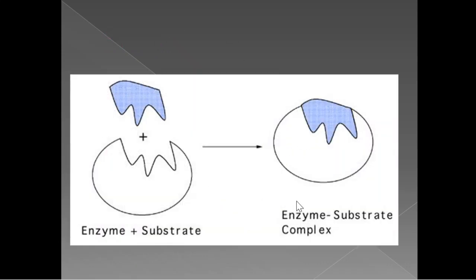This is an example of that lock and key system. A substrate will have a certain shape, a place for the enzyme to come in, and only one enzyme will fit, like a lock and key, and then they become one. Once the reaction is over, the enzyme can come out and go bind to another substrate. Okay, so that's the end of that.